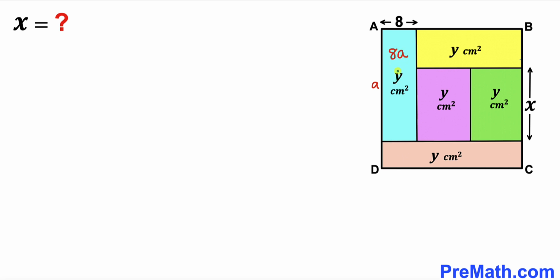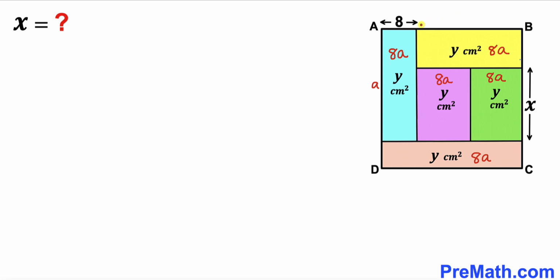And furthermore, we know that the area of all these rectangles is identical. And if the area of this blue rectangle is 8 times a, then the area of this yellow rectangle is going to be 8 times a. Area of this purple rectangle is going to be 8 times a. Area of this green rectangle is going to be 8 times a. And finally, the area of this pink rectangle is going to be 8 times a as well.